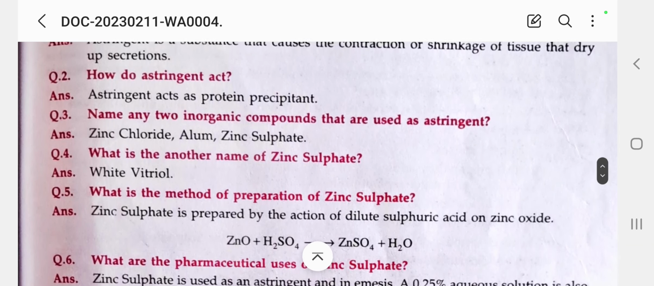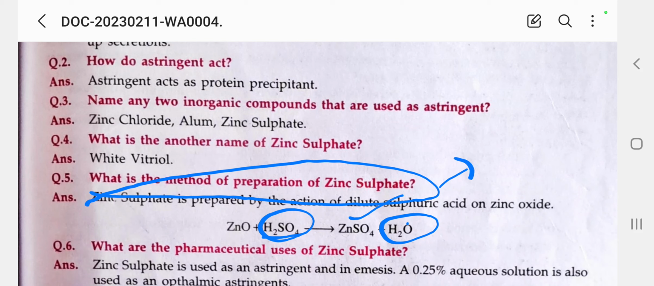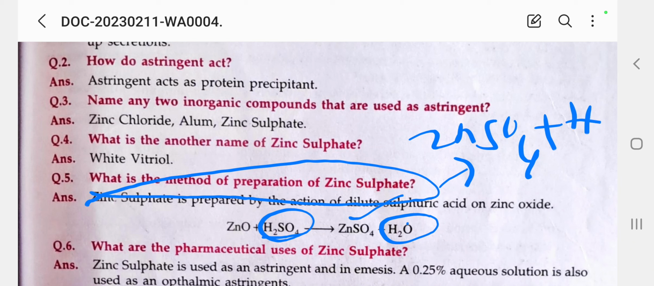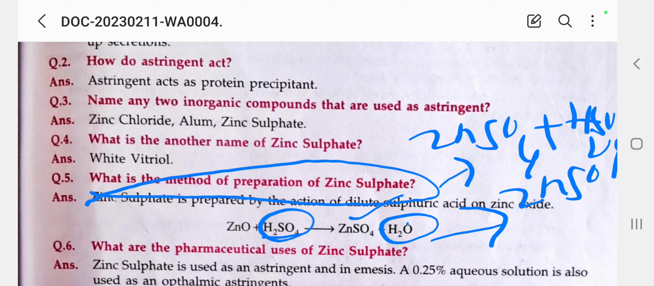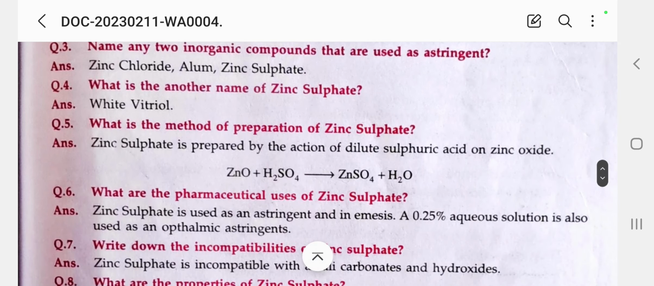What is the method of preparation of zinc sulfate? There are two methods of preparation: zinc metal on acidification, that means treated with sulfuric acid, gives zinc sulfate and water. In another method, zinc with sulfuric acid forms zinc sulfate with the release of hydrogen. So this is another method of preparation of zinc sulfate.